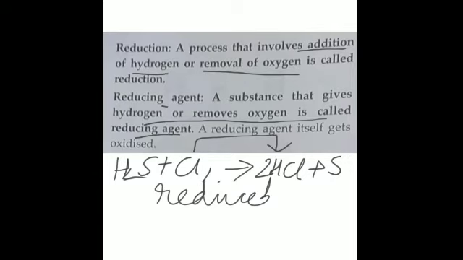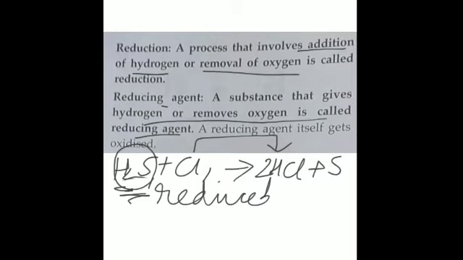Is that clear? This hydrogen has come from where? This hydrogen has come from hydrogen sulfide. That is why we are saying that this is acting as the reducing agent and itself has got oxidized. There has been a removal of hydrogen. So hydrogen sulfide brings about reduction. So hydrogen sulfide is a reducing agent.